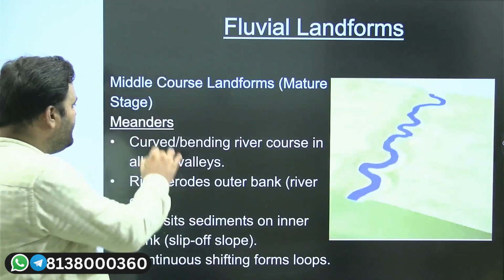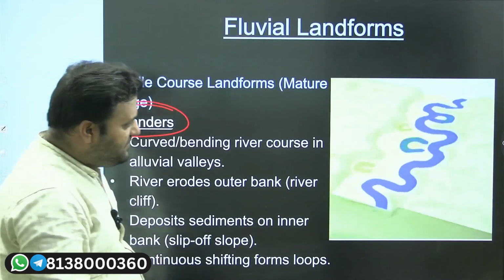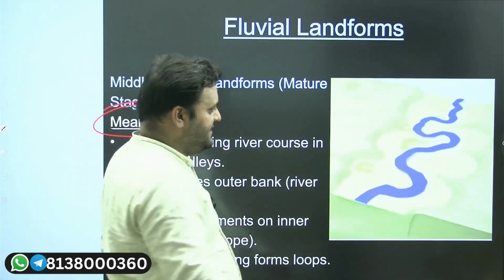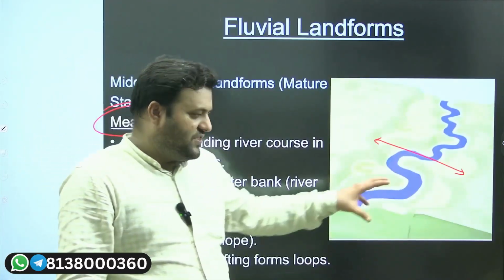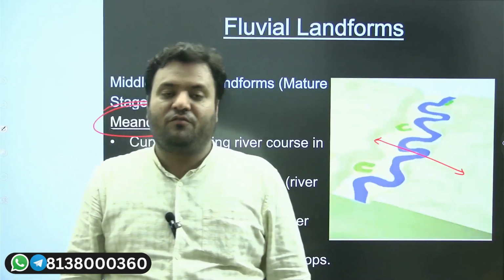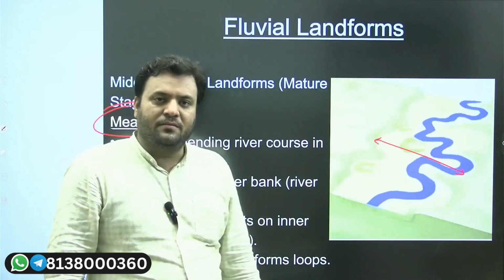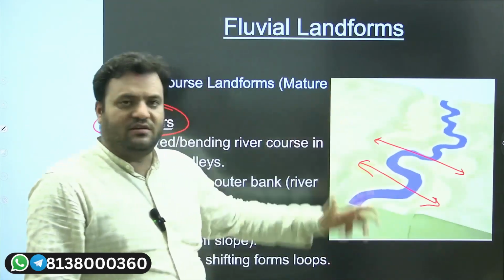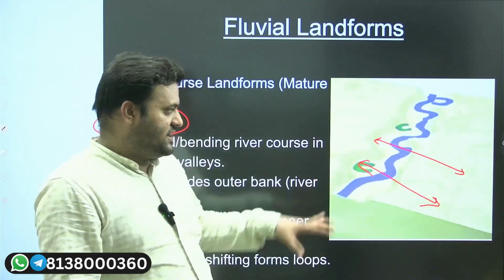Moving ahead, meanders. When the river is flowing in gentle areas, there will be more lateral erosion. Because of the more lateral erosion, the river will flow like a snake, in some sort of curved path. In the middle stage of the river we see a significant change in the river direction, in the place at which the river is flowing.